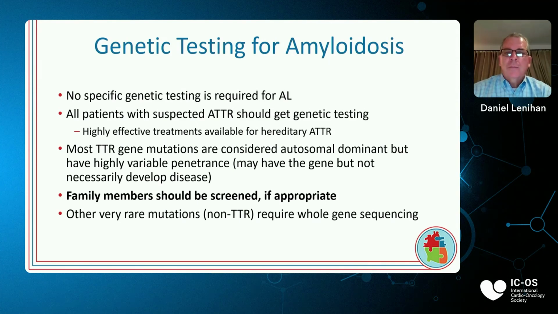And to just summarize, no specific genetic testing is required for AL. I didn't talk about that at all because it's not needed. But any patient with suspected ATTR should get genetic testing. Highly effective treatments are available if you have hereditary ATTR. Most TTR mutations are considered autosomal dominant and have highly variable penetrance. This is an important concept. And then family members should be screened, if appropriate, in any patient. And then other very rare mutations that are non-TTR related would require whole gene sequencing.